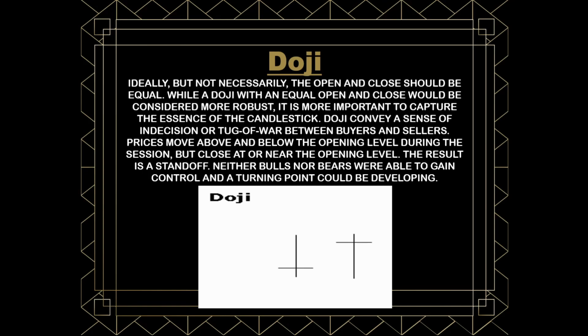Doji convey a sense of indecision or tug of war between buyers and sellers. Prices move above and below the opening level during the session, but close at or near the opening level. The result is a standoff. Neither the bulls nor bears were able to gain control, and a turning point could be developing.